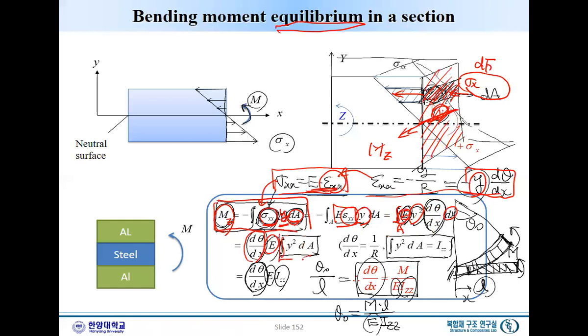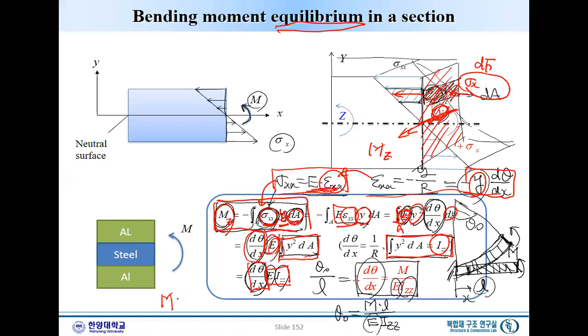What is left in this integration is y squared dA. What is it called? This is called the bending moment of inertia, right? Simply we call it IZZ. So this one is E IZZ and d theta dx. This one is the final equation.